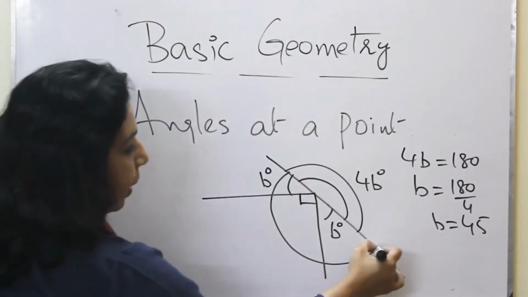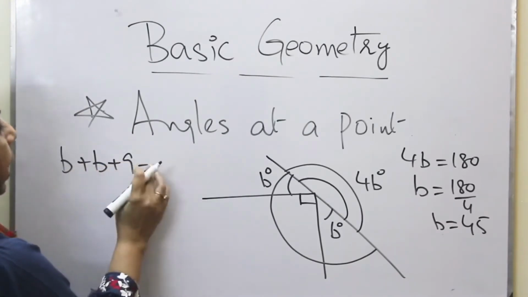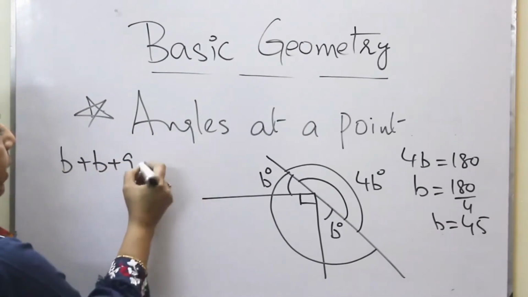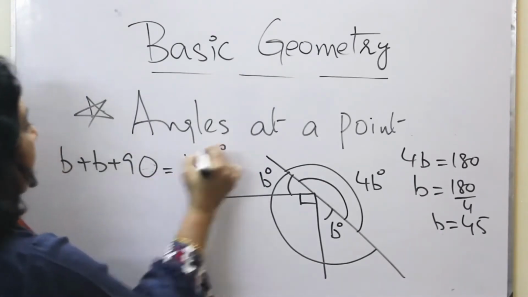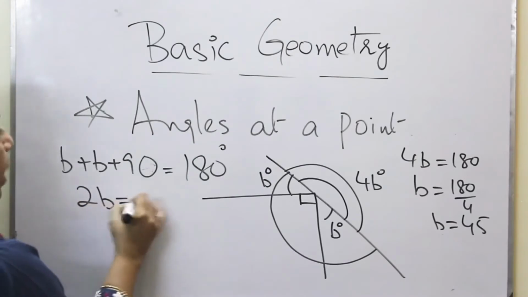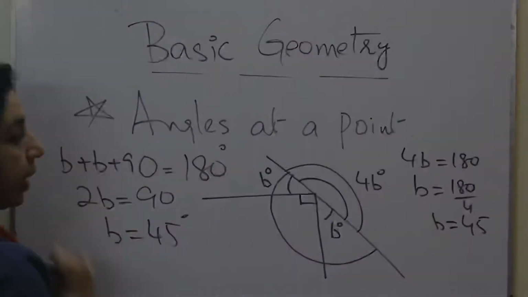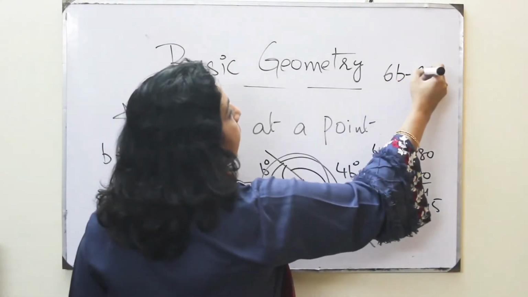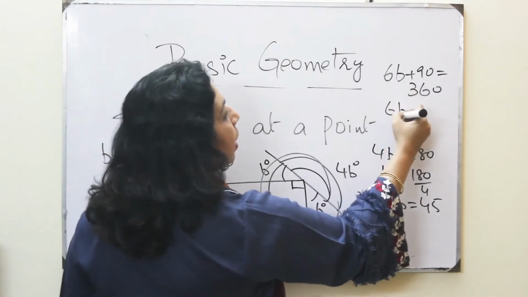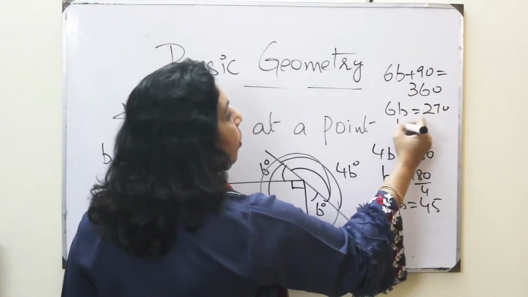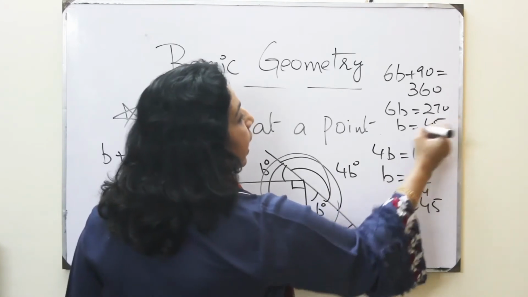The other way you can take this side. B plus 90 equals 180, and this is again adjacent angles. So B plus 90 equals 180. You can subtract this 90 from this side. 180 minus 90 is 90, and you can have B 45 degree. 6B plus 90 equals 360, and you can subtract 90 from here. It will be 270, and you will divide by 6. You will again have 45.